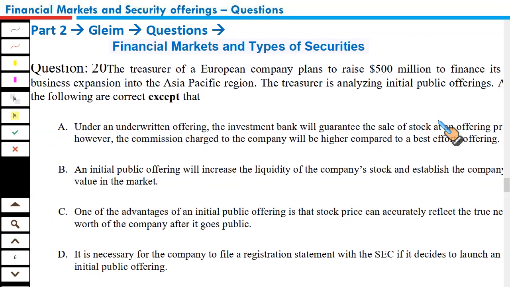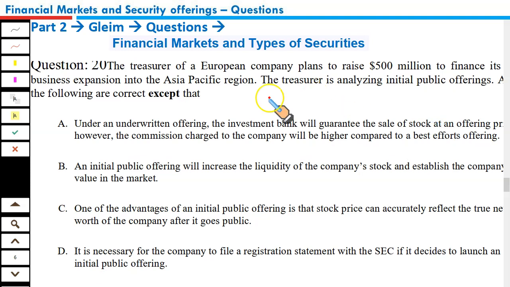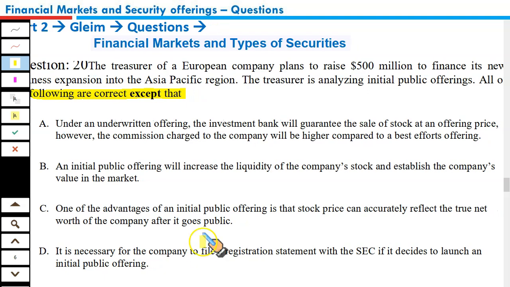Here we go. A treasurer of a European company plans to raise 500 million to finance its business expansion into the Asia Pacific region. The treasurer is analyzing an initial public offering. All of the following are correct except, let's mark that. Out of these four, 3 will be correct and 1 will be incorrect. We need to look for the one that is not correct. So let's bring these in focus.